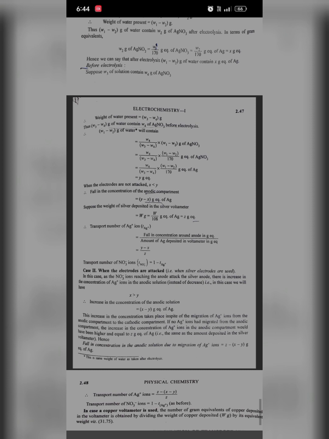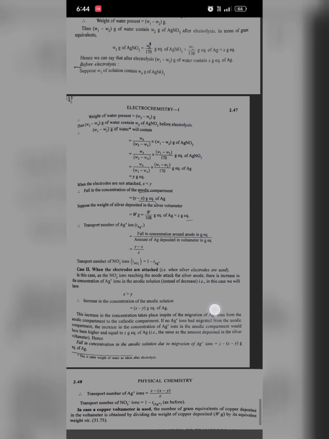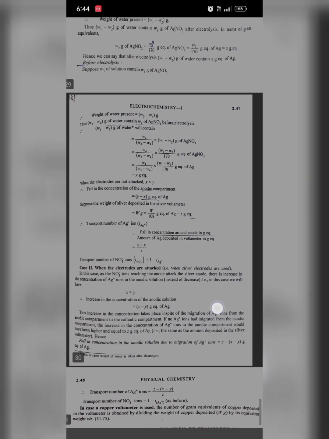Hence, fall in concentration in anodic solution due to migration of Ag positive ion is equal to Z minus (X minus Y) gram equivalent of Ag. So transport number of Ag positive ion is equal to Z minus (X minus Y) upon Z. Transport number of NO3 negative ion is equal to 1 minus T Ag positive. In case a copper voltmeter is used, the number of gram equivalent of copper deposited in the voltmeter is obtained by dividing the weight of copper deposited by its equivalent weight.